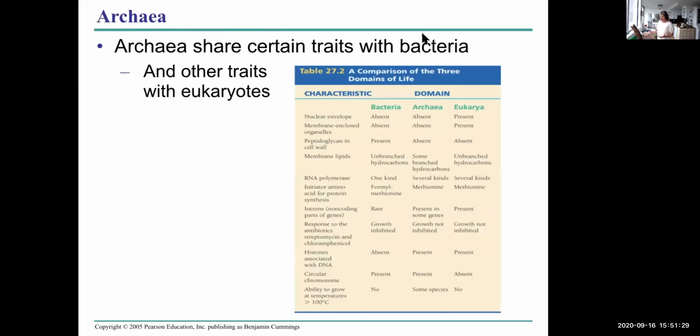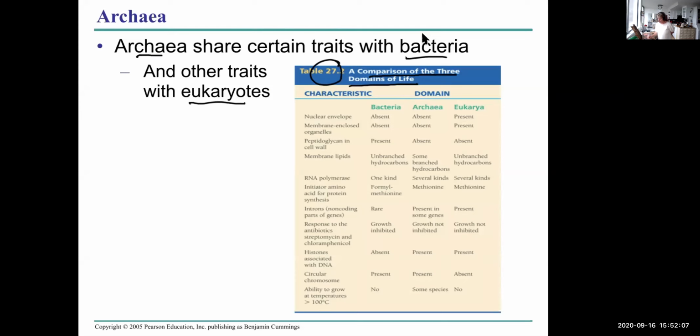Archaea, one of the domains of prokaryotes, share some traits with bacteria, and they share other traits with eukaryotes. So I encourage you to look at this table. It's a table of comparison of the domains of life, and it gives you the reason why those three domains are the broadest generalization of all life on Earth. They seem like simple things, but at the cellular level, these things are super important. And if you have the technology, you can see those differences as well.